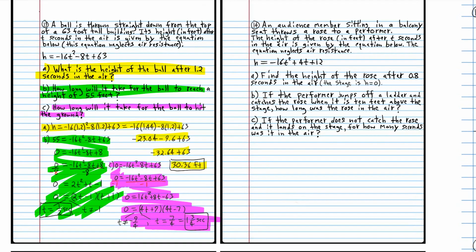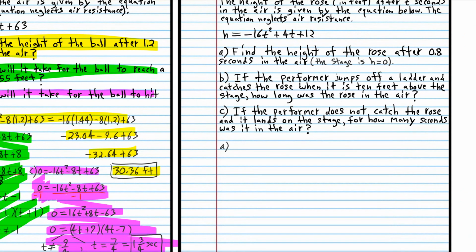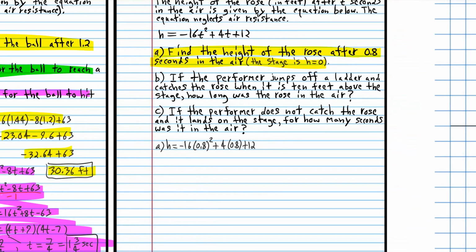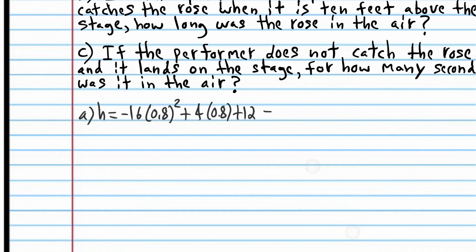All right, we're back. So part A, same situation. Find the height of the rose after 0.8 seconds. So we plug in 0.8. And 0.8 times 0.8 is 0.64.